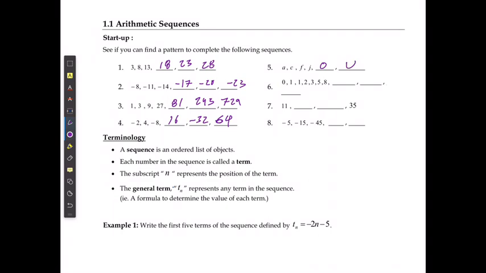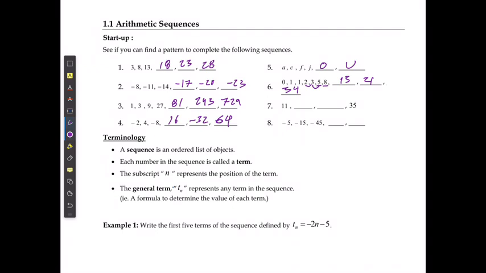Number 6 is an example of what's called the Fibonacci sequence. All the numbers are created by adding the 2 previous numbers together. So if I took 2 and 3, I'm going to get 5, and 3 and 5, I'm going to get 8. So 5 and 8 would give me 13. 8 and 13 is 21, and 21 and 13 is going to be 34.